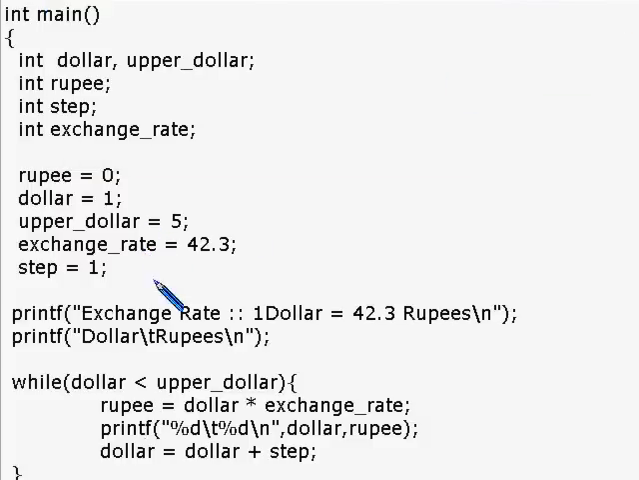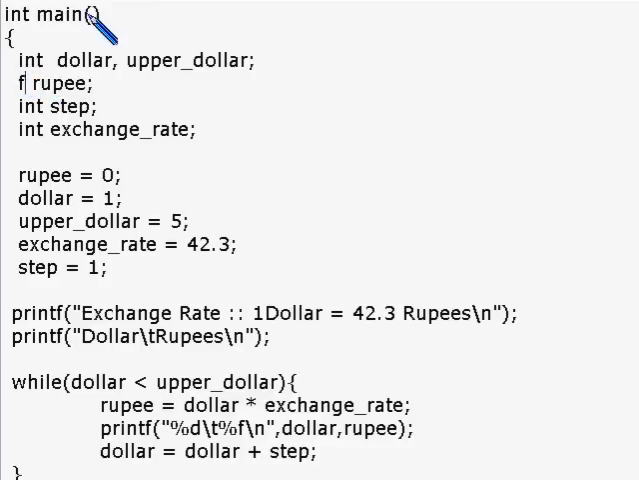So why are we printing that way? Very simple. When you say percentage d, we are saying it's an integer. What we have to say is that it's a float, because we are printing something with a floating point. So we say percentage f. Now, the dollar is still an integer, and what we are printing, rupee, is a float. But rupee is still of type int. So let's change that. Let's change it to float.